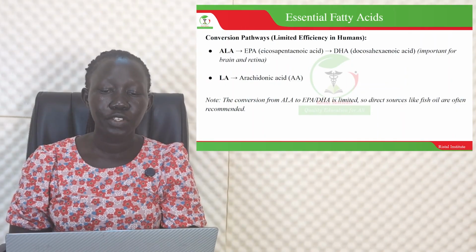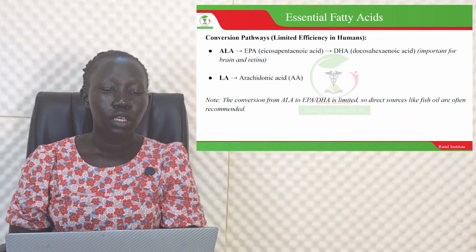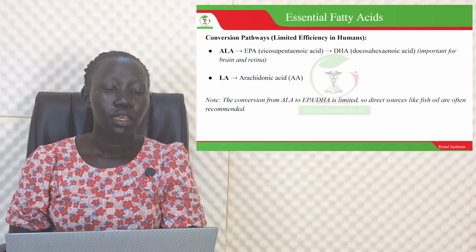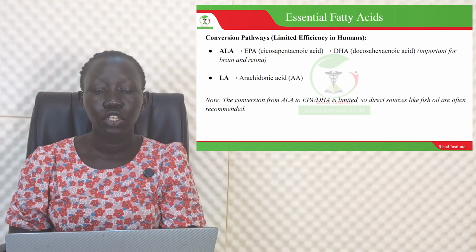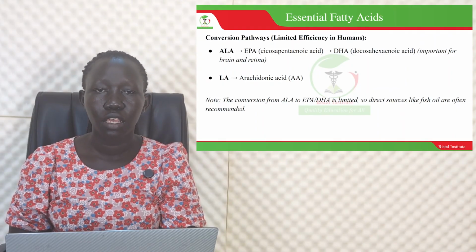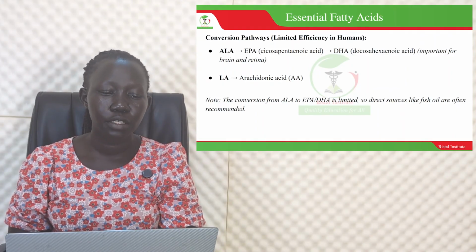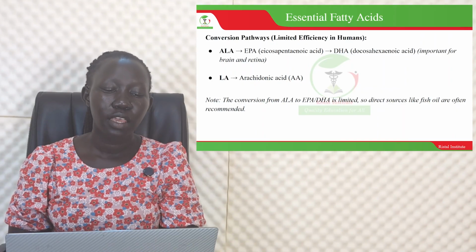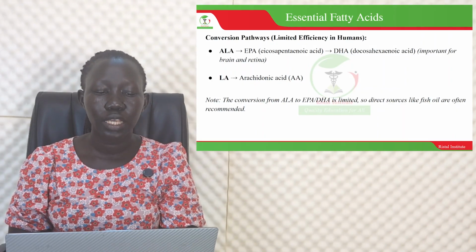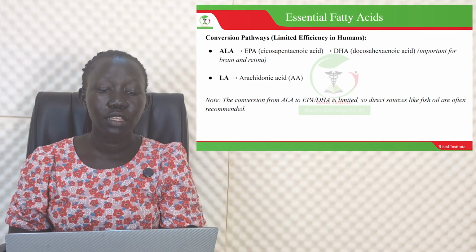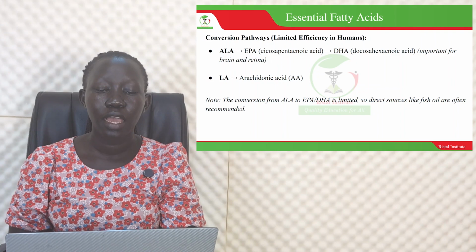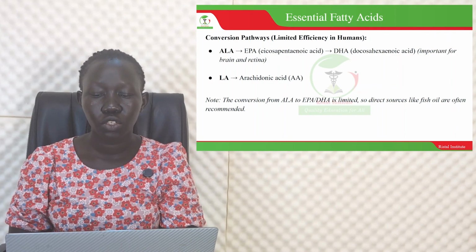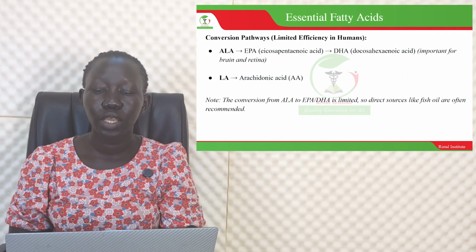Conversion pathways involved, as I already talked about. The alpha-linolenic acid can be converted to eicosapentaenoic acid, which can further be converted into docosahexaenoic acid, important for brain and eye development. Then linoleic acid can be converted to arachidonic acid. And we have to note that these conversions of alpha-linolenic acid to EPA and DHA are limited. So direct sources like fish oil are often recommended.